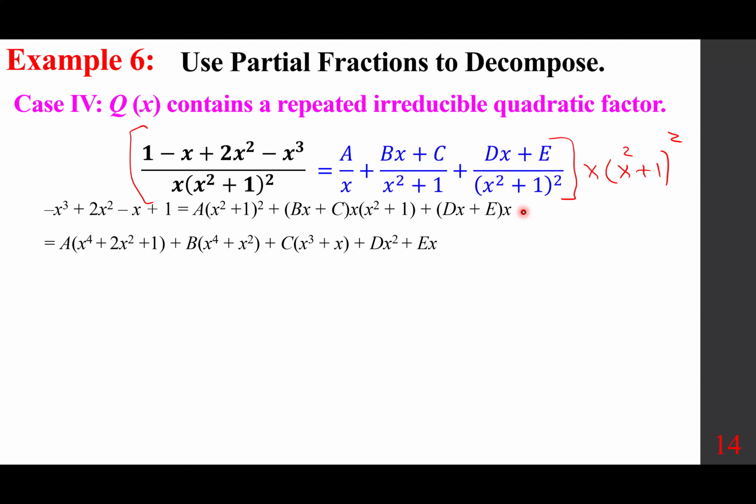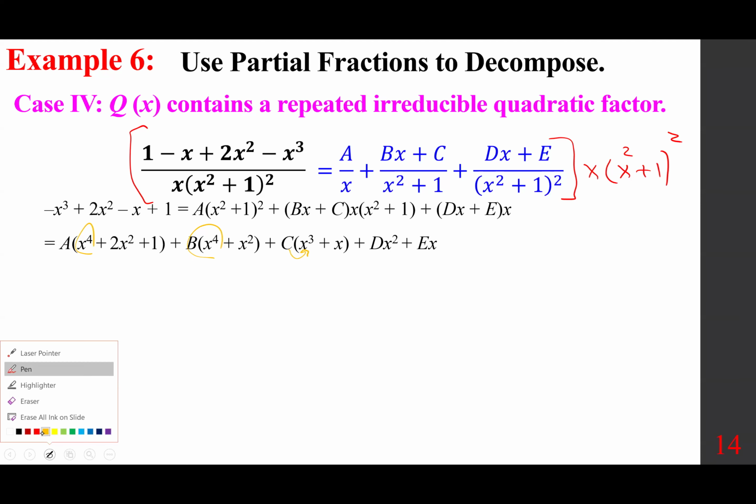Now we're going to collect like terms, and we're going to see what is going on. So anything involving x to the power of 4, it's just a plus b times x to the power of 4. Anything involving x cubed is just cx cubed. They come together.